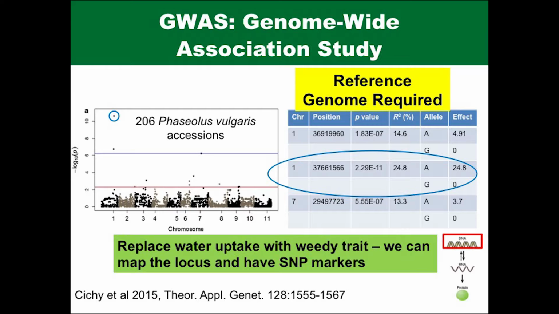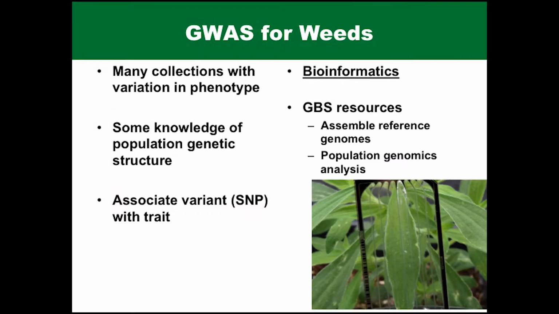However, you do have to have the reference genome. That's certainly the drawback. And you also need a lot of different collections that vary for your phenotype. I think this is a challenge for weeds. I often think about this in kochia. Okay, we want to study drought tolerance in kochia, right? It's so drought tolerant. But that means we actually need some kochia samples that are not drought tolerant. We need some variation for that. And that's hard to find.